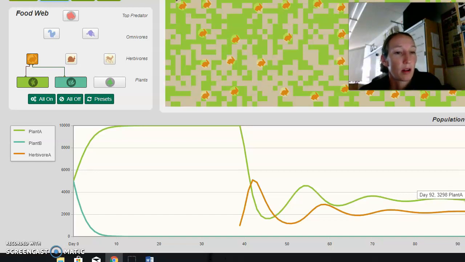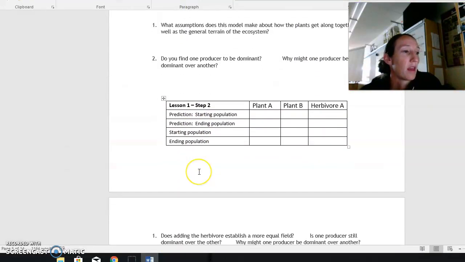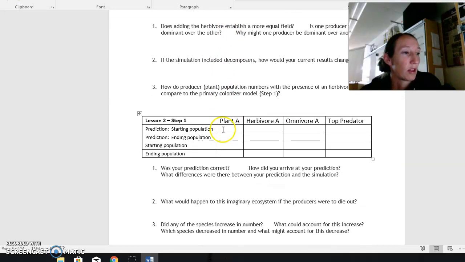So we'd go back to our table and say plant A started at 10,000 and ended at 3,298. Rabbit started at 1,000 and ended at 2,259. And plant B started at 0 and ended at 0. So hopefully this helps you. You'll go on and answer some questions.